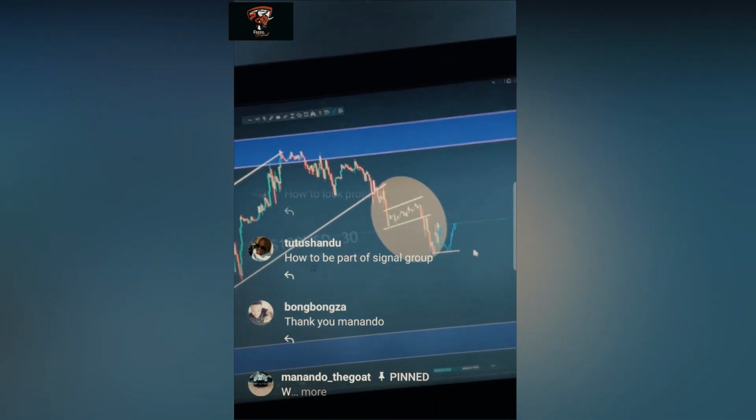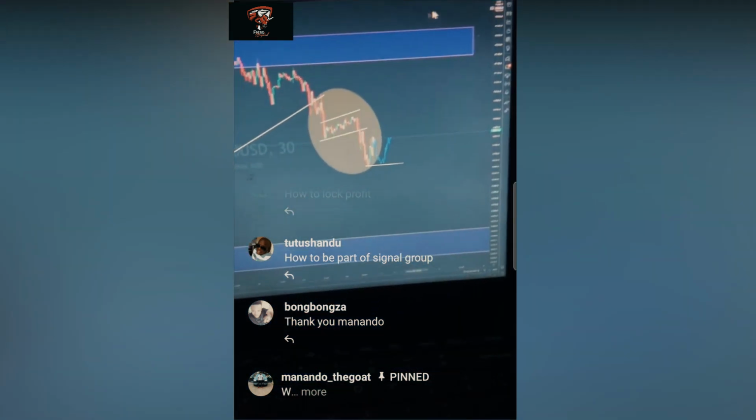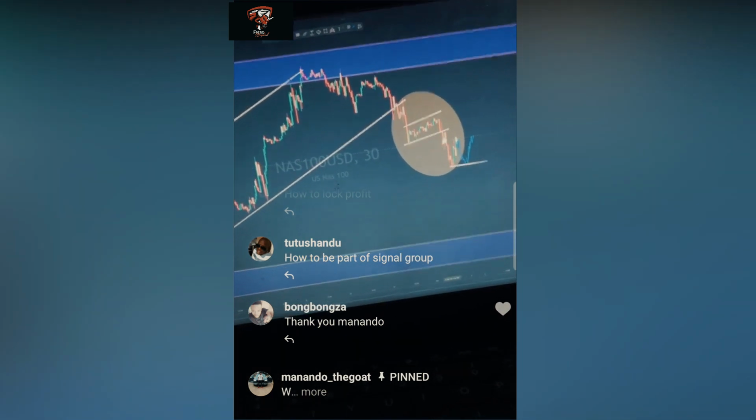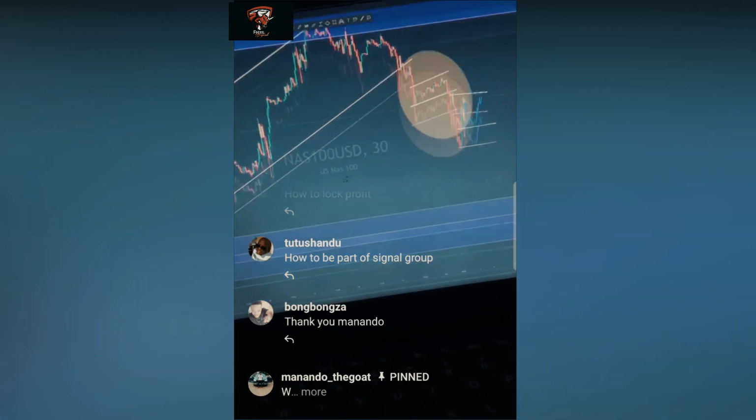So here it is, you feel me, guys? So now you have this flag that has to be formed here. When you have this flag that has to be formed here, you now know that okay, you're going to do what?